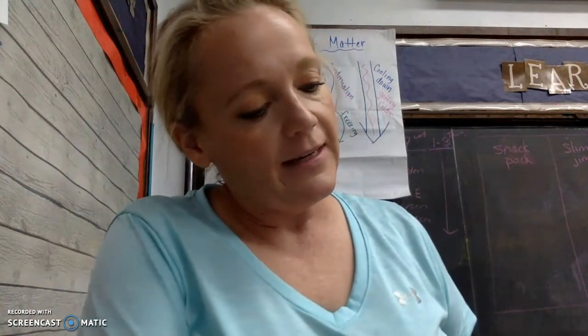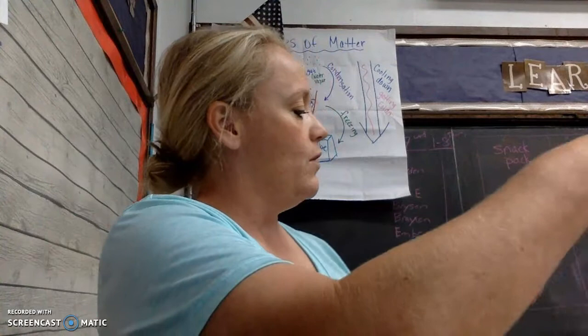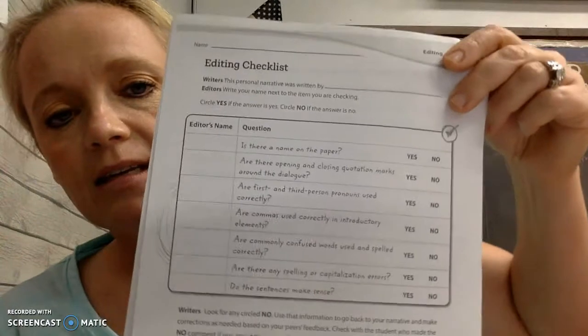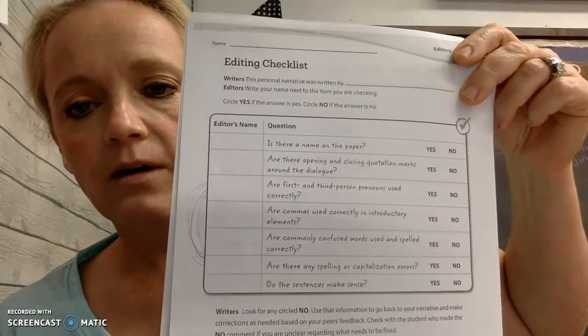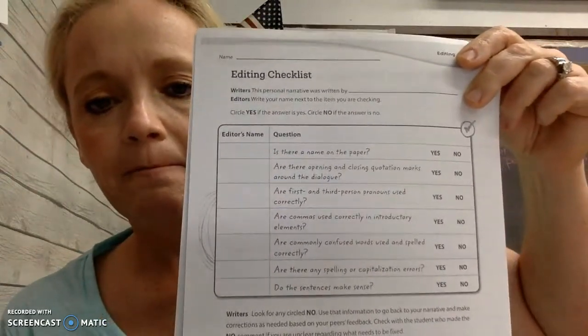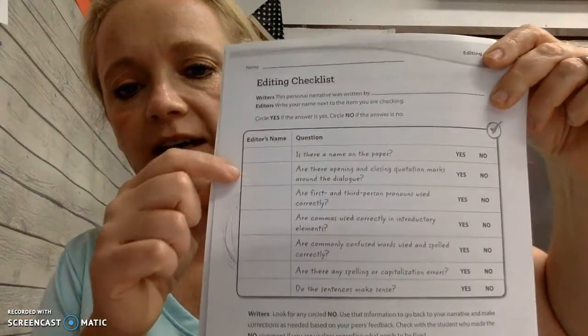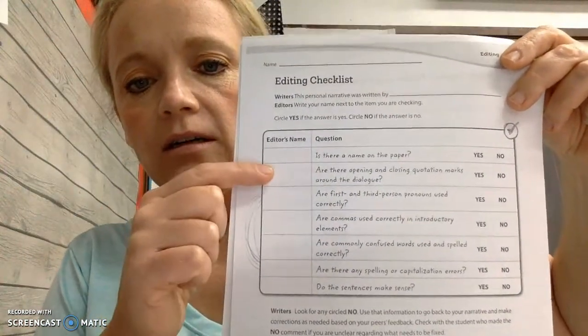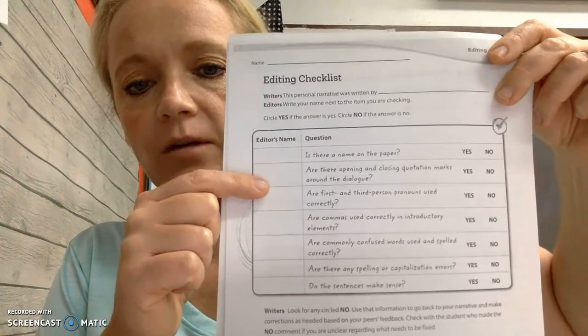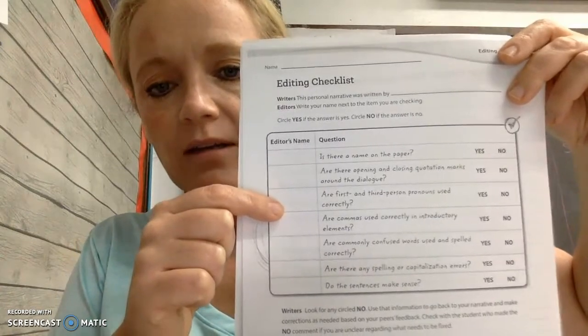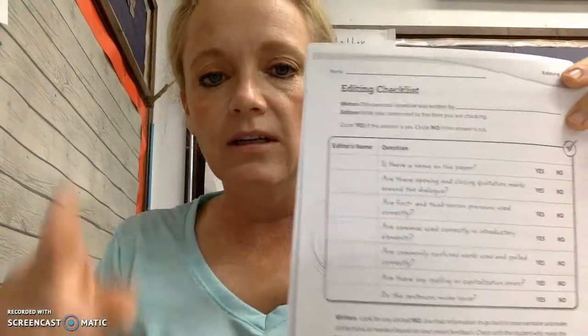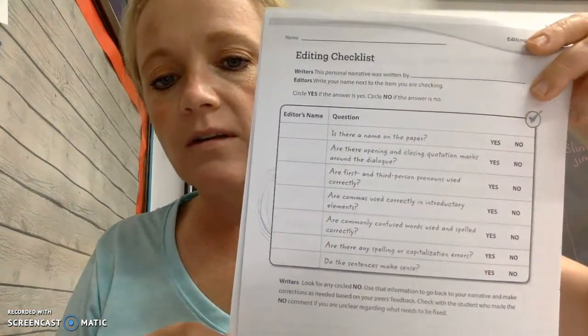There's one more page that I need you to use today, and it is page 1.10, and it is an editing checklist, and this says to do it with a partner. We didn't share papers, so you can just do this for your own paper, and you're just going to check each of these items. Are the opening and closing quotation marks around the dialogue? Are first and third person pronouns used correctly? Like, did I say I for first person and did I say she for third person?